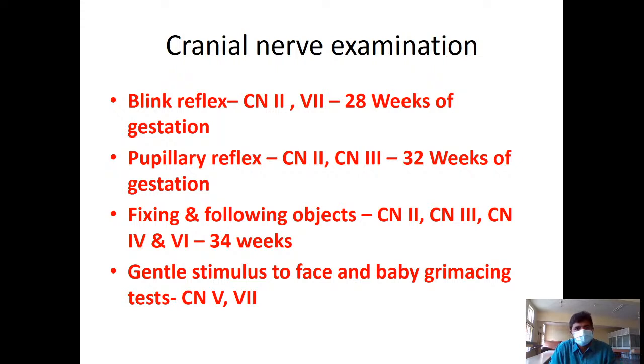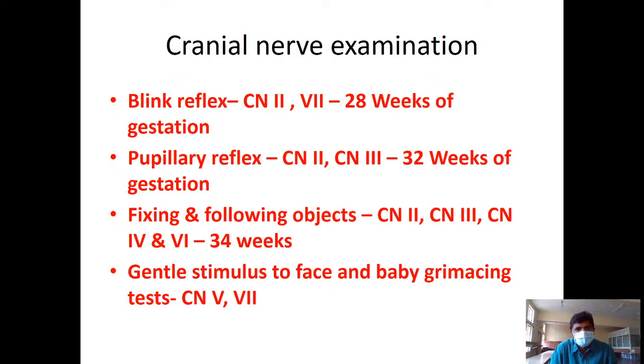So when you throw some light into the eyes of the baby, you see pupils being constricted, that is positive pupillary reflex, which gets established at 32 weeks of gestation, and with this you are able to successfully test optic nerve and trochlear, that is cranial nerve 3.